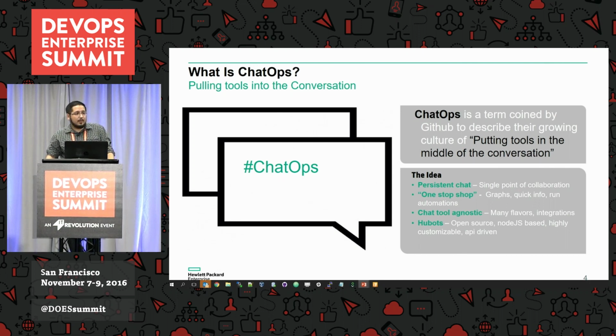ChatOps provides that one-stop shop. You can pull in graphs, quick replies, quick automations. It really enables your developers to work in their environments. And Hubots is sort of what bridges all that together. You can write your integrations out there to kick off jobs, to clean up servers or anything out there.